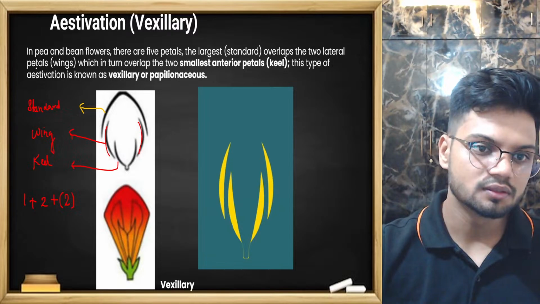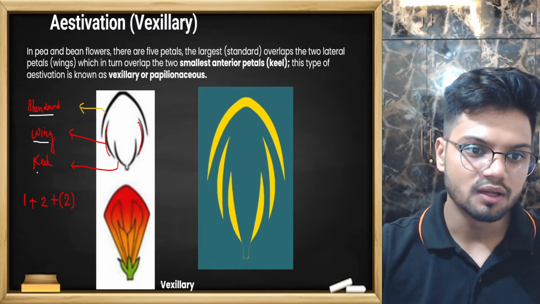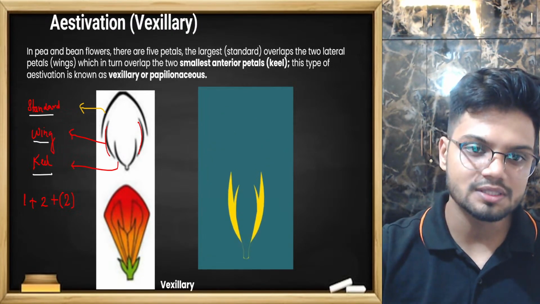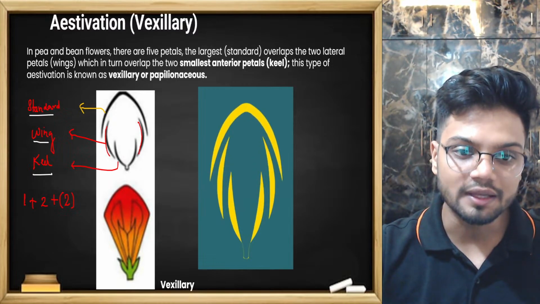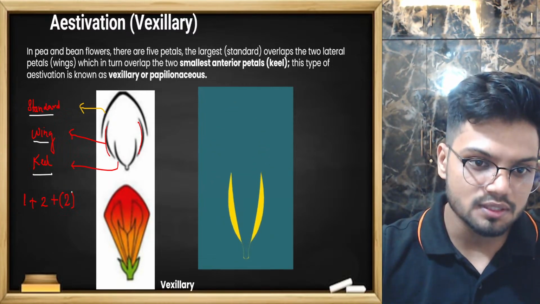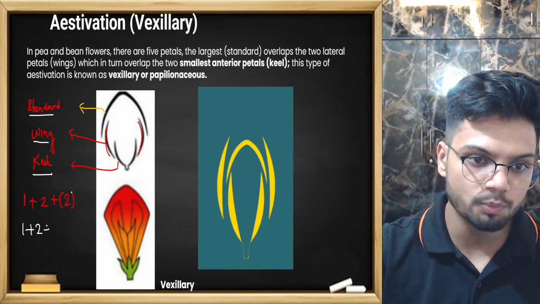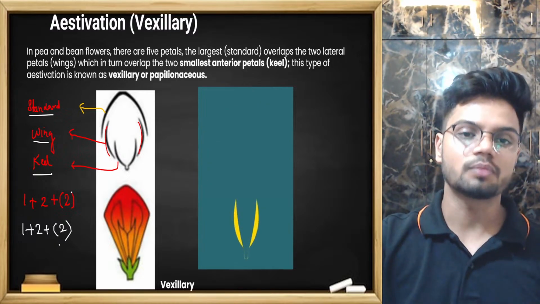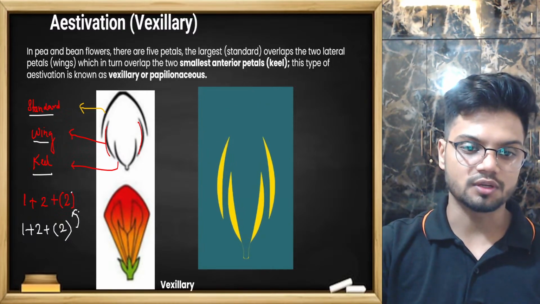This is standard, wing, and keel. The outermost is called the standard, then two wings, and the innermost is called the keel. And you can see the keel is completely fused. So 1 plus 2, and the two keels are completely fused here. Okay?